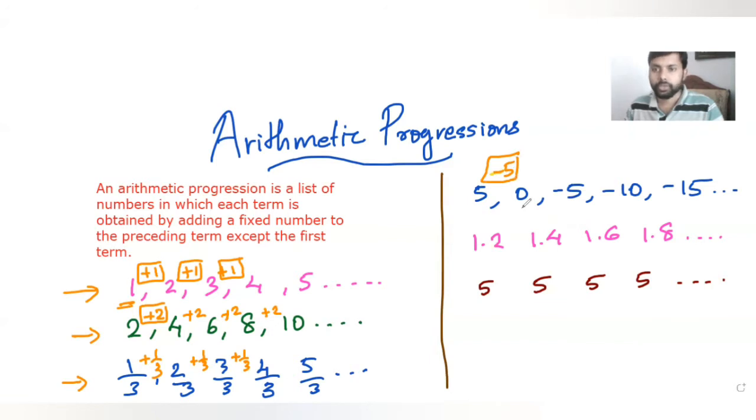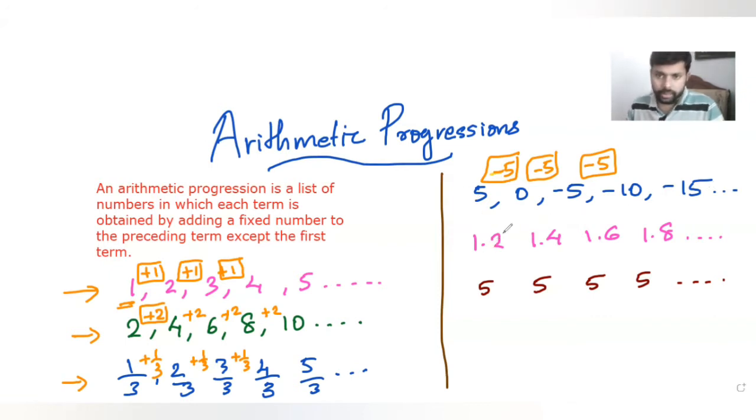5 plus negative 5, you are getting 0. 0 plus negative 5, you are getting negative 5. Negative 5 plus negative 5, you are getting negative 10. So this is a decreasing progression. Anyhow, here is a fixed value, you are adding negative 5, so that we can construct this arithmetic progression. So this list also can be considered as an arithmetic progression.